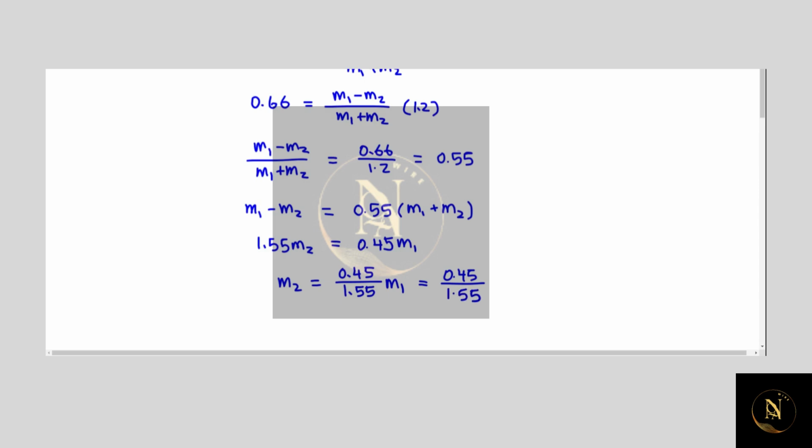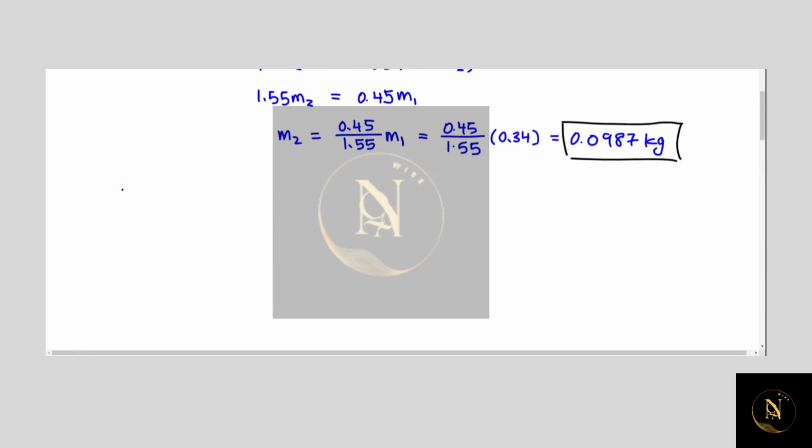And M1 is 0.34 kg, and you get 0.0987 kg. So this is the answer for M2, the answer for part A. Next, in part B, we want to find V2F.